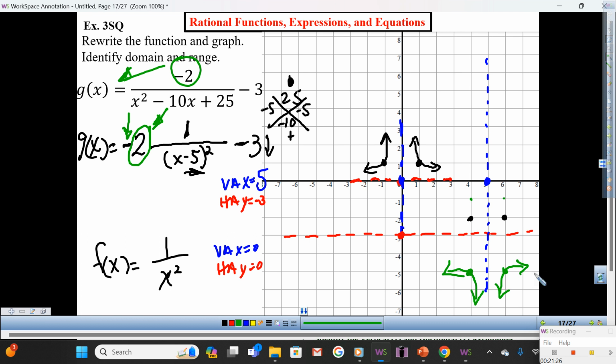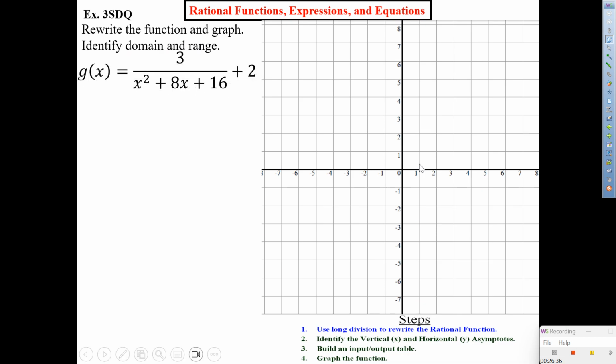Hands up if you got that. Yeah, we got it, right? All right. So, fairly simple. Move everything to the front, factor the denominator, get your new VA, your HA, and graph. All right? Do this next one by yourself completely. Example 3.